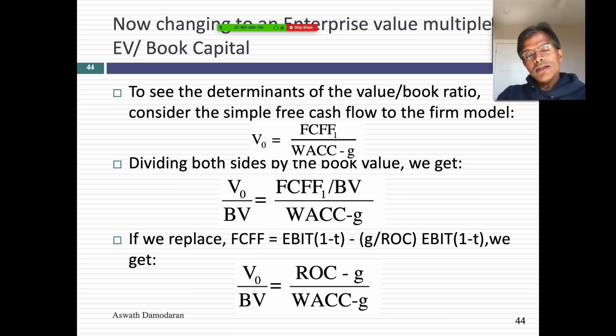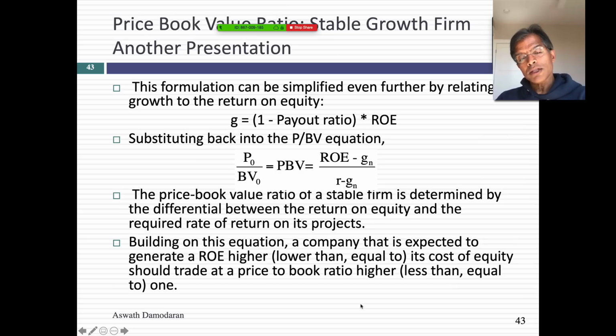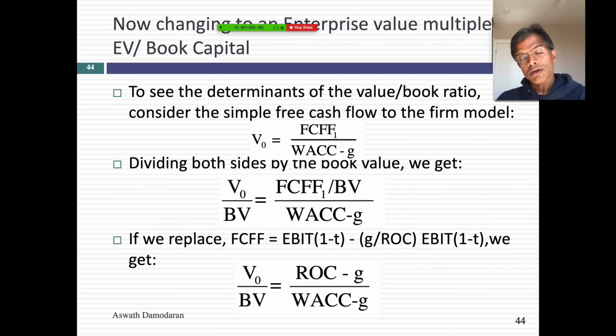Last page, I tried this on EV to invested capital, which is the enterprise value analog to price to book. So what I did was I took the enterprise value equation, divided both sides, and if you look at the bottom of this page, I have enterprise value divided by invested capital is return on capital minus the growth rate divided by cost of capital minus the growth. If that looks familiar, take a look at the previous page. Price to book is return on equity minus the growth rate divided by cost of equity minus the growth. This is my firm value analog.